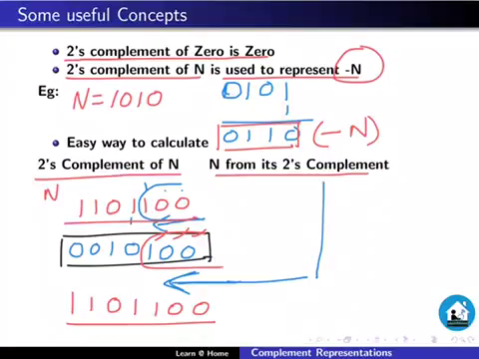So these tricks can be applied in competitive exams so that you don't waste much time. The normal way we calculate takes time because you need to invert this and then add 1 to that. But this can be done in less time, so it will help you in competitive exams.